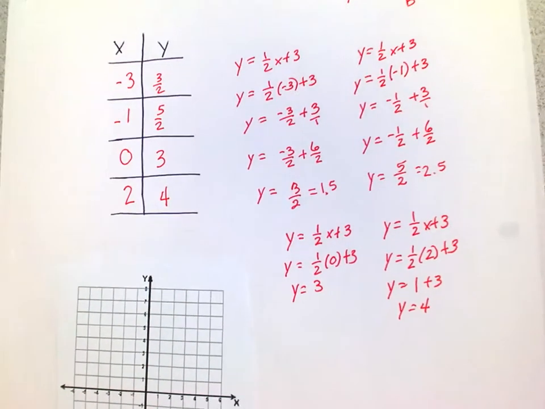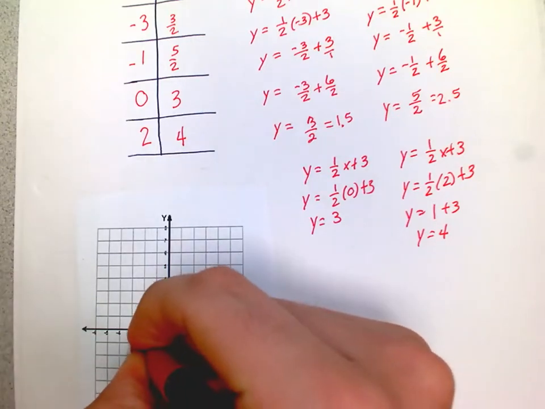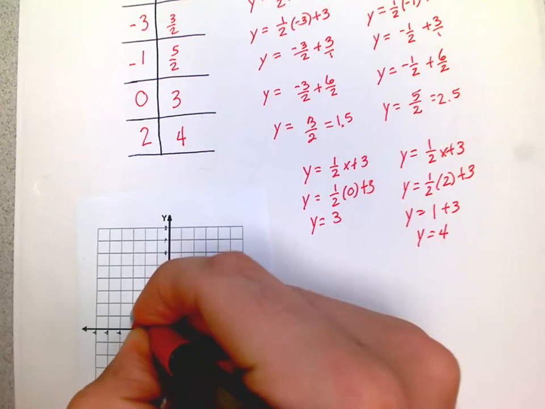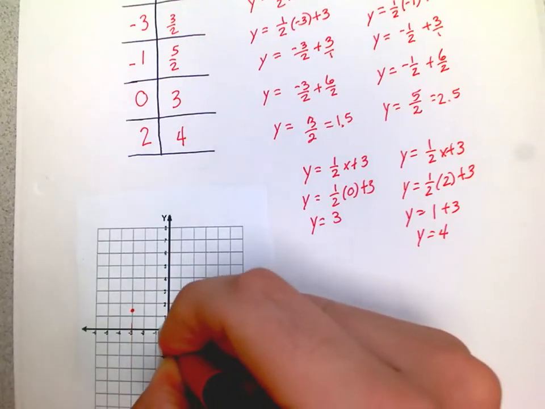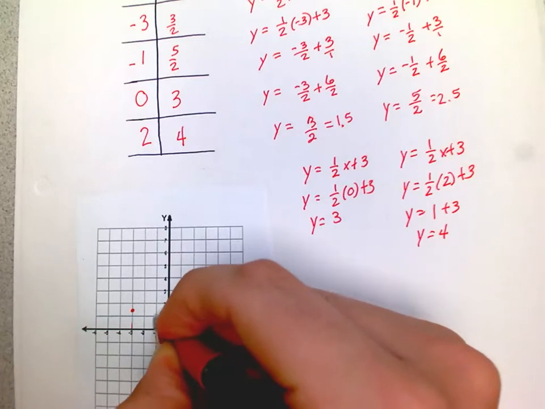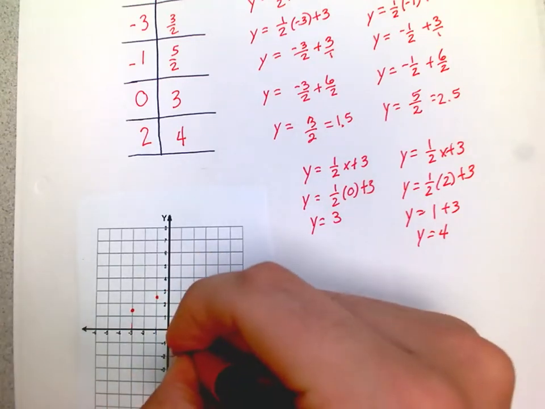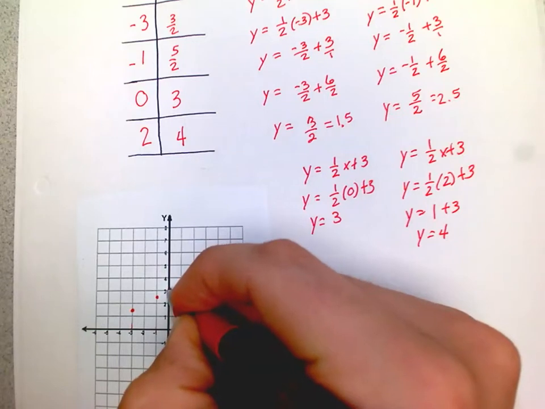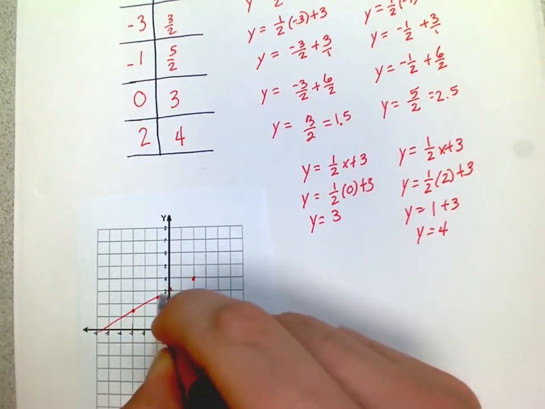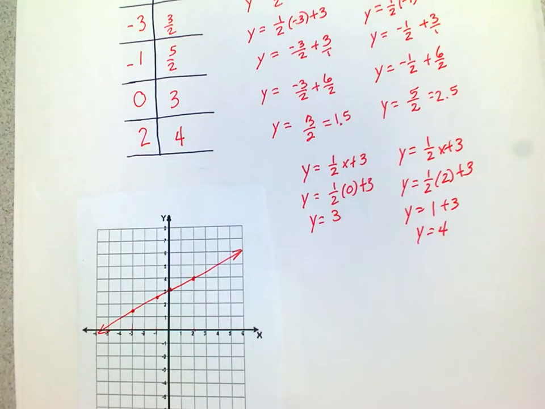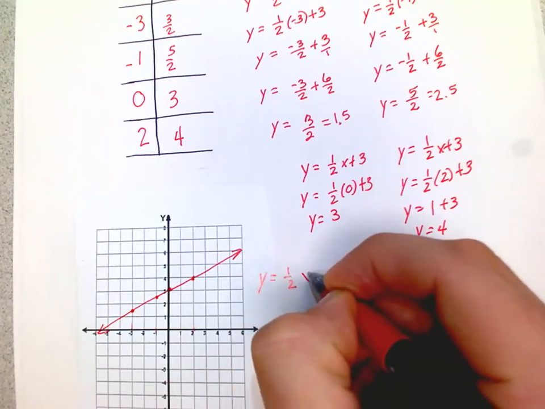Okay, so let's go through and plot these points. So we have -3, positive 1.5, or about right there. -1, 2.5, excuse me, so maybe something like right here. Okay, 0, 3, so what about right here? And our last point, 2, 4, so 2, go up 4. All those seem to align pretty well, so let's connect the points. And right there is a linear model on a graph of the equation y equals 1/2 x plus 3.